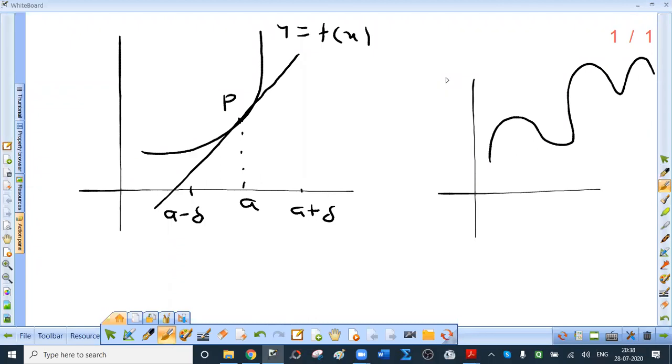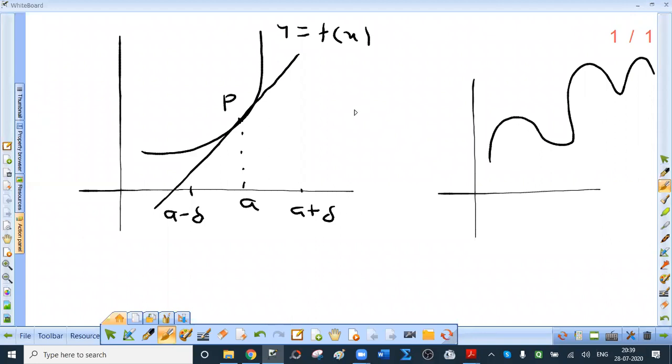Okay. Now we discuss the concept of increasing and decreasing function. Consider the graph of the function f. Let P be the point x equal to a on this graph. What will be the coordinates of P? X coordinate is a. So what will be the y coordinate? It will be f of a.